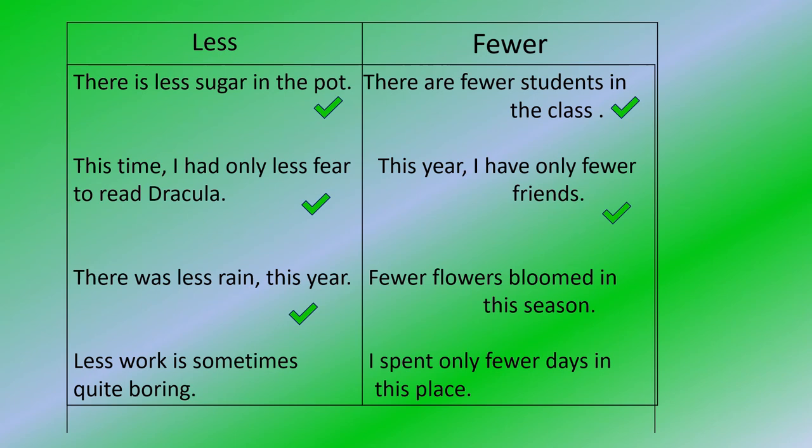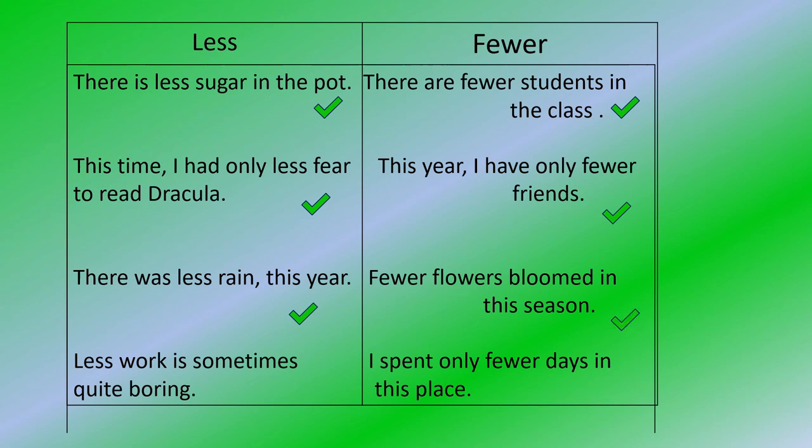Fifth sentence, there was less rain this year. Rain, uncountable noun. Less, the determiner that helped us to introduce the uncountable noun rain. A comparison is clear in this sentence also. There was less rain this year, means in the previous years there was more rain. There was less rain in this year, there was more rain in the previous year. That comparison is clear.